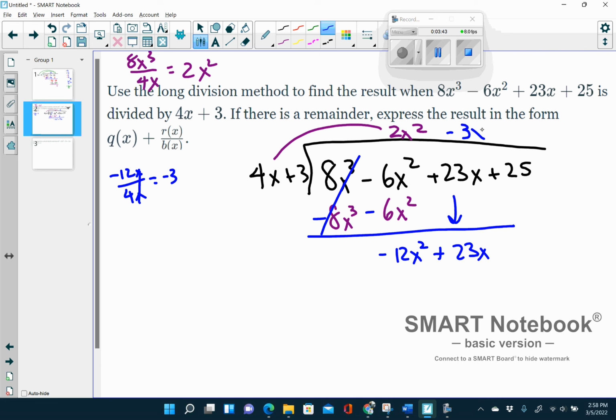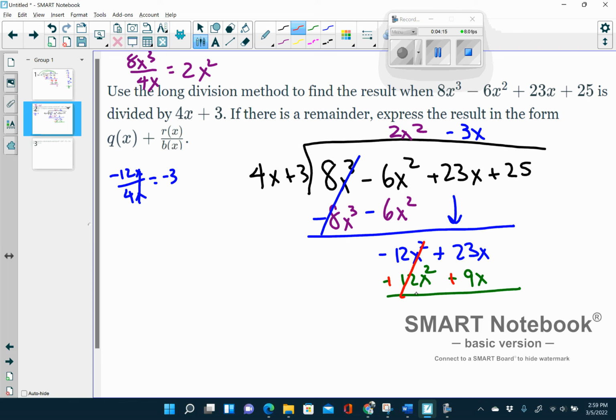And this is x. So negative 3x times 4x, because we're going to multiply now. Negative 3x times 4x is negative 12x squared. Let me just go ahead and change that color. Negative 3x times positive 3 is negative 9x. This right here, we're going to flip those signs. So this is going to become positive. This is going to become positive. These are going to cancel out.